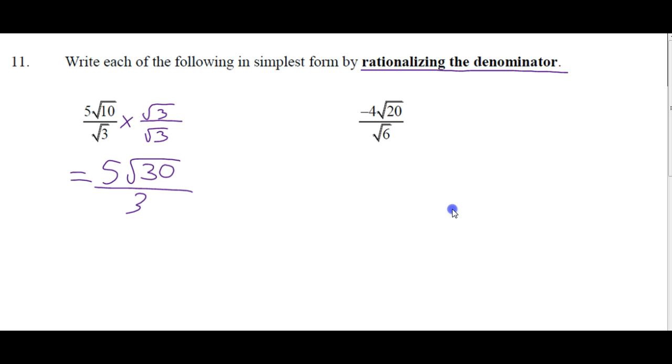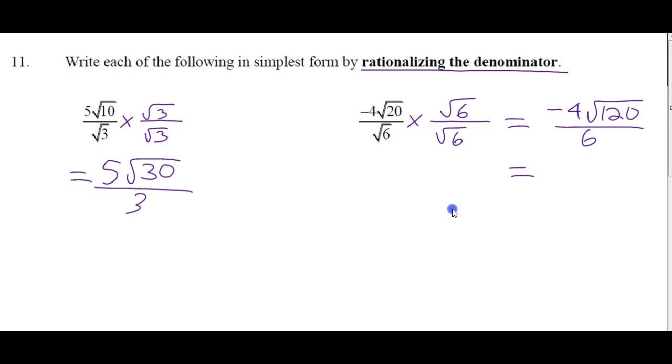Negative 4 root 20 over root 6. You can do this two ways. You could reduce 20 over 6 to 10 over 3, since they're both divisible by 2. You could also just do this: whatever's in the denominator, that's what I have to multiply it by, and whatever I multiply the denominator by, I need to multiply the numerator. So I get negative 4 root 120 over 6, because root 6 times root 6 is 6.